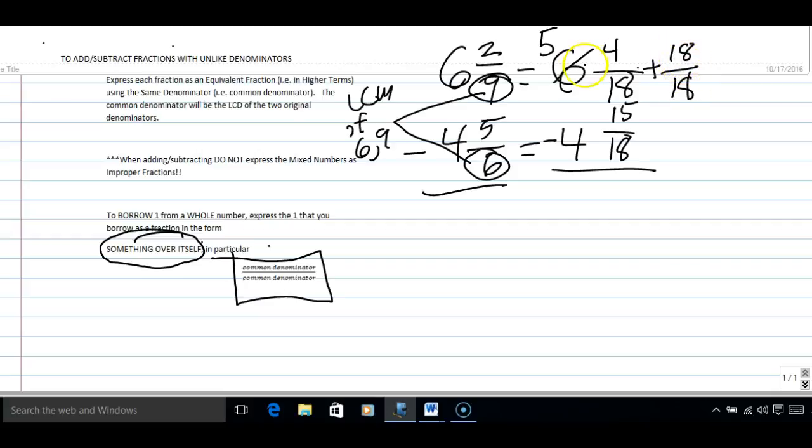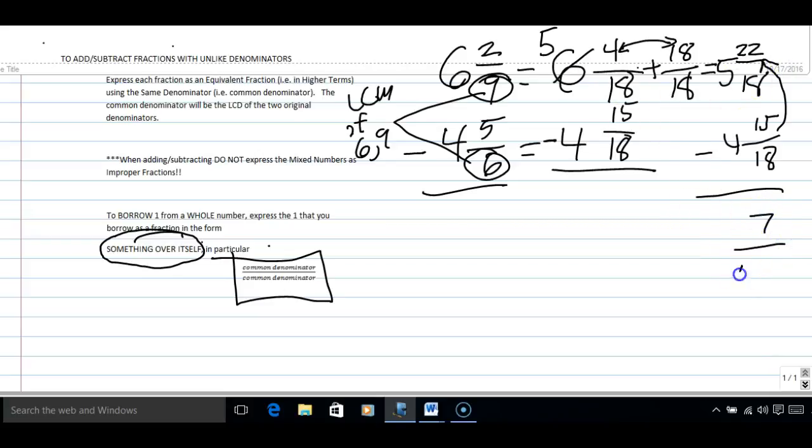18 divided by 18 is 1. That's the one that I took from the 6. I've just expressed it as a fraction, 18 over 18. Now, again, I had 4 18ths to begin with. The one I borrowed is 18 18ths, so I'm going to combine the 4 and the 18, which gives me 22 18ths, minus 4 and 15 18ths. The purpose for borrowing is now I can subtract 15 from 22, which gives me 7 18ths, and 5 minus 4 is 1.